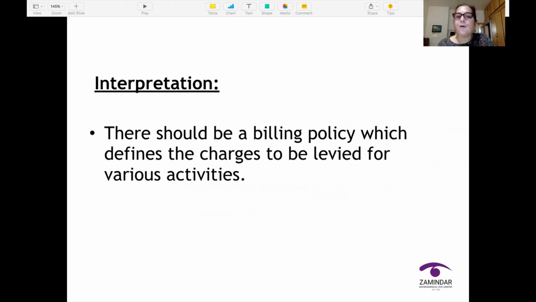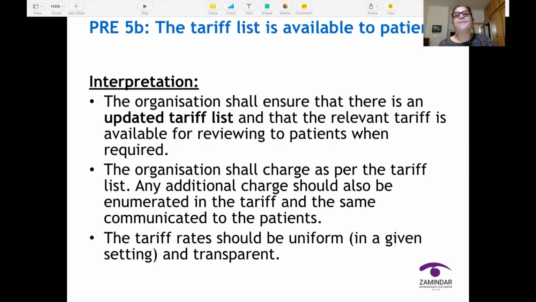The PRE 5 says, of course, right to information on expected cost. There should be a billing policy and the charges should be transparent. The packages should be available with the counselor, just to ensure that there is no hanky-panky business going on over here. The ethical values of the organization are in place. And the tariff list is available to the patients whenever they ask. An updated tariff list, it should be updated once in a year. All these tariff lists, remember, should be on your letterhead with a time limit from this day to that day, and your signature and stamp are required as the owner of the hospital.